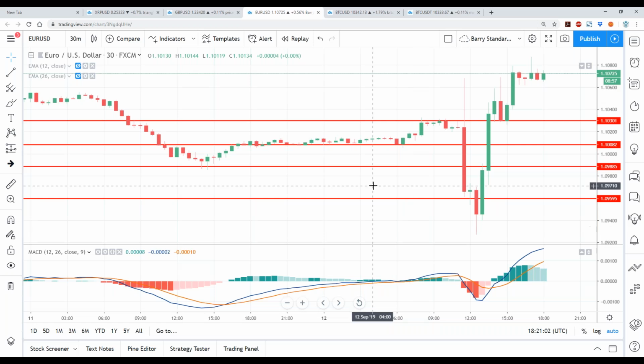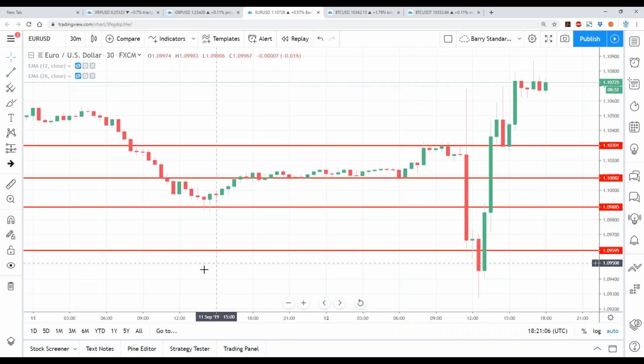So I'm going to pop up my Euro US dollar chart. Let me get this indicator off the bottom here. And this is my standard teaching chart. Okay. This is the Euro US dollar in a 30-minute chart.